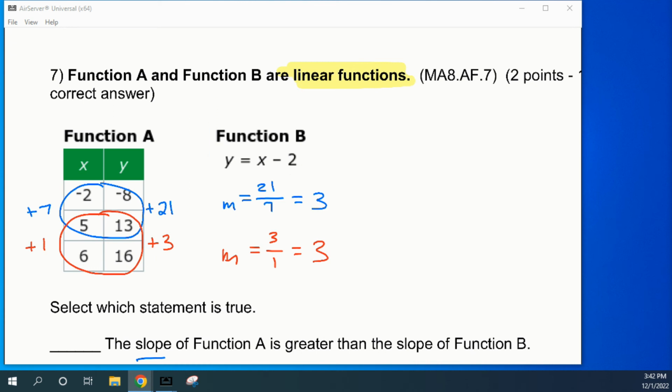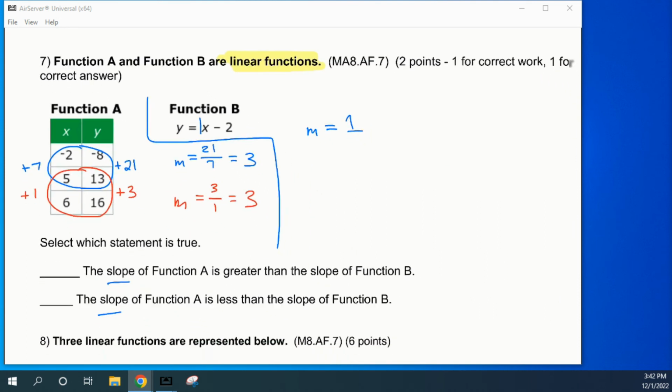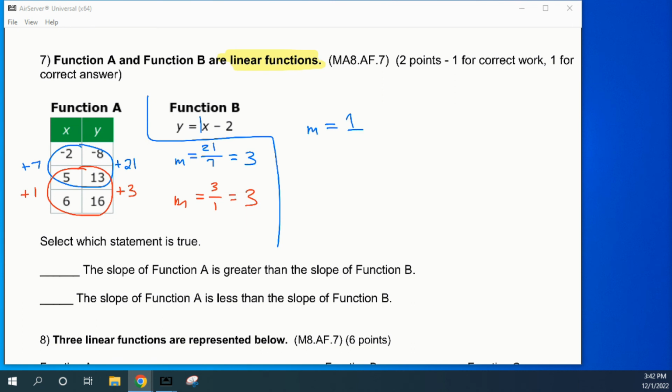Okay, so for the second function, your slope here is going to be the one that's attached right here. Your slope is 1. Don't forget that anytime you have a variable without a coefficient in front of it, that coefficient is 1. So which one of these is true is going to be A. Slope of A is greater than the slope of B. So that one's true. Okay.